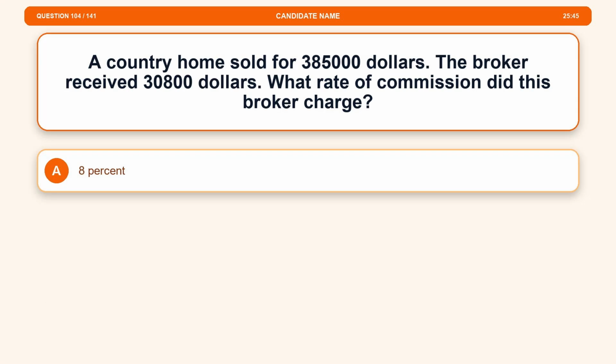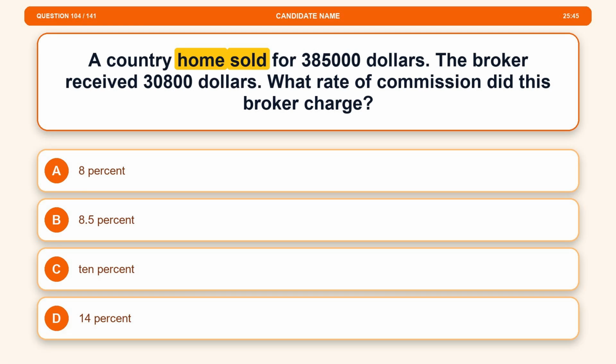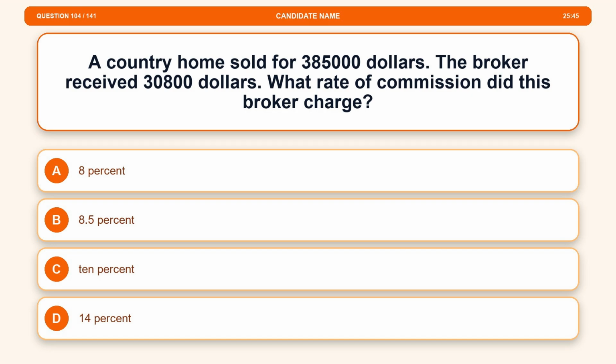28.78%. Question 104. A country home sold for $385,000. The broker received $30,800. What rate of commission did this broker charge? Option A. 8%. Option B. 8.5%. Option C. 10%. Option D. 14%.